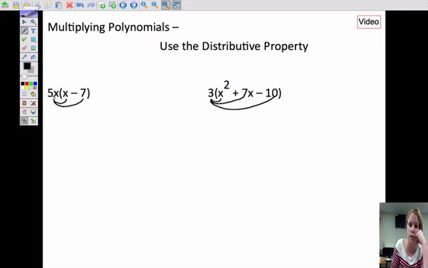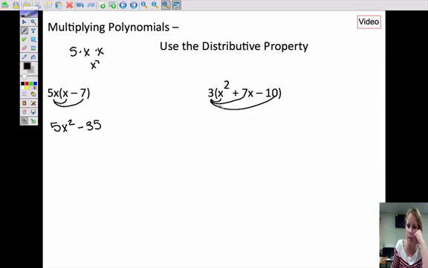So first we have 5x times x. Well, that's 5 times x times x. X times x is x squared. So that's just 5x squared. And then we have 5 times a negative 7 is a negative 35. And we're reduced there. And remember, we don't have an equal sign, so that's as simplified as we can go.